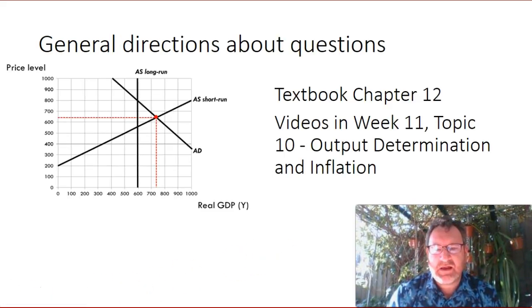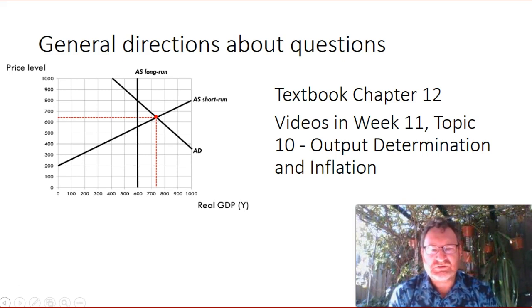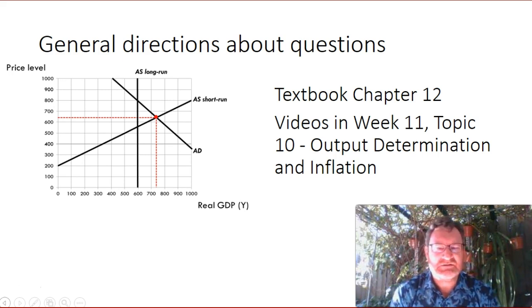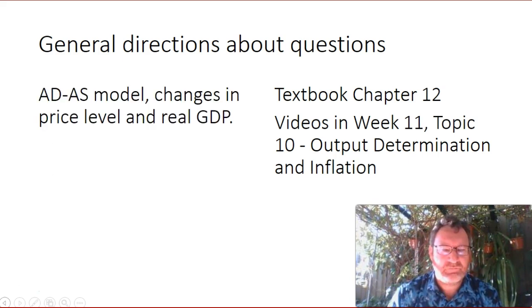If you get an assignment question which shows you this diagram of the aggregate demand, aggregate supply model for an economy as a whole, you should go to chapter 12 of your textbook and have a look in that. It will help you answer this question. Also, the videos in week 11, topic 10, output determination and inflation, will help as well.